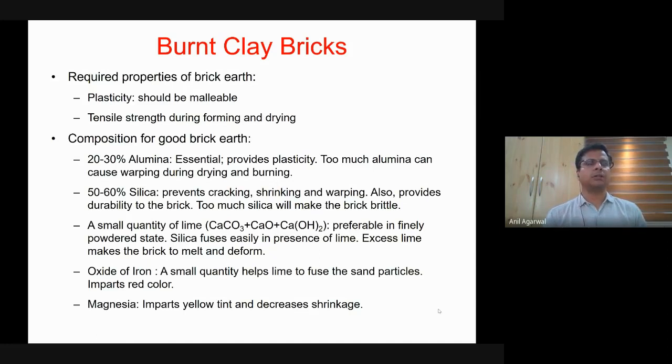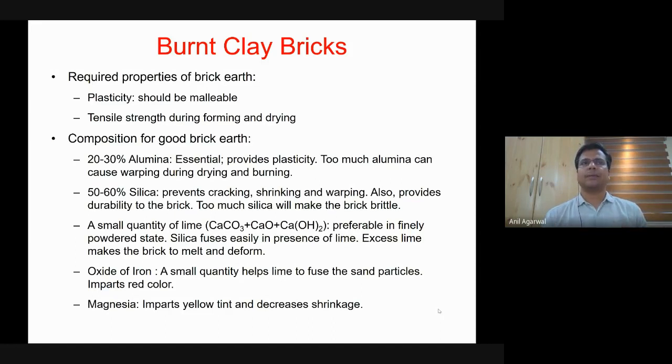So then you should limit the amount of alumina available in the clay. In addition to that, there should be some lime available. If some of these minerals are not naturally available in that clay, then you have to add them separately. Lime is mostly your calcium compounds: calcium oxide, calcium hydroxide, calcium carbonate, and they actually help silica fuse. Why does silica fuse?